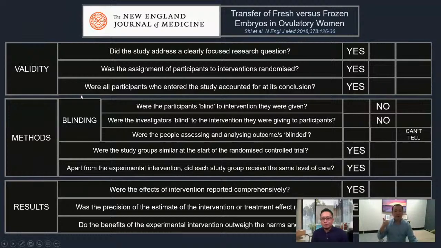So if the answer when we are assessing validity is no, we should immediately bin the paper. We should not even go to methodology and results and waste our time analyzing, because if the paper is not valid, if it is not studying a clearly focused research question, if patients were not randomized when they say it's an RCT, or participants in the study were not fully accounted for, it doesn't matter how good the paper is at face value, or whichever journal published it, New England Journal of Medicine or BMJ. You should just answer these three questions. If the answer is no, you can safely bin the paper and not use it in clinical practice.